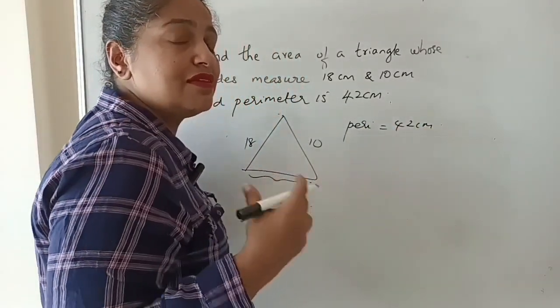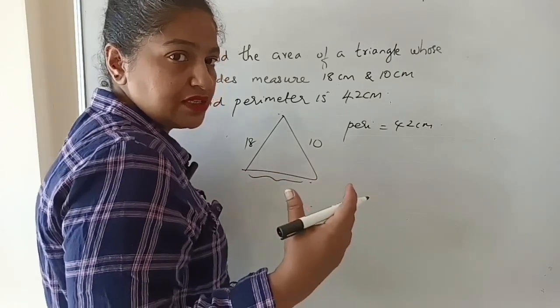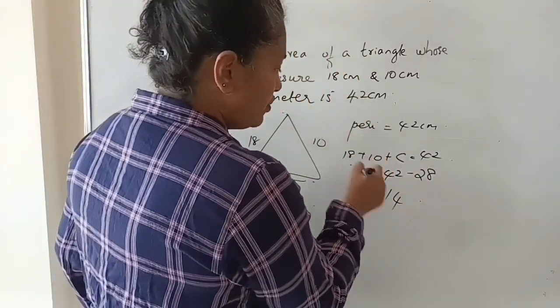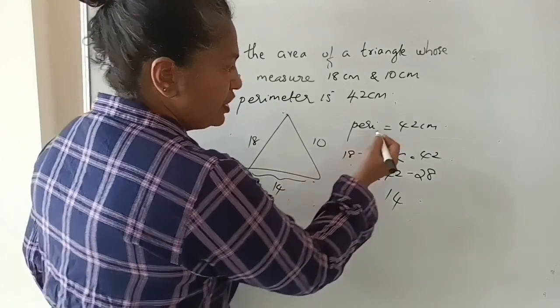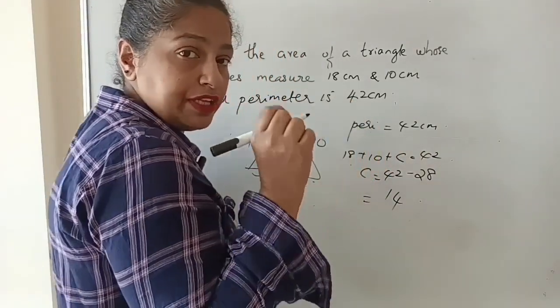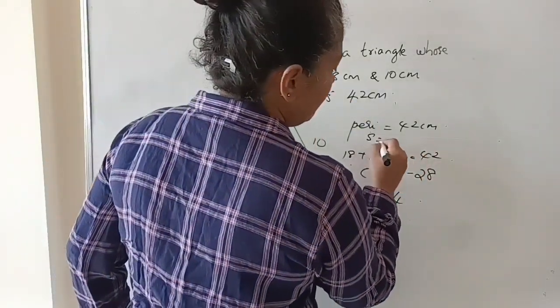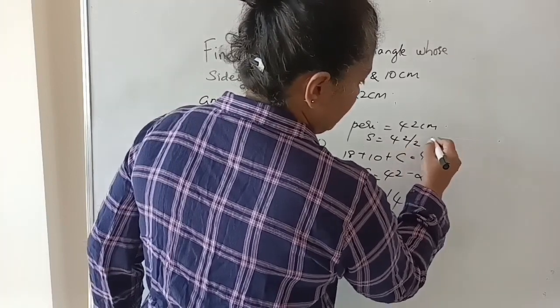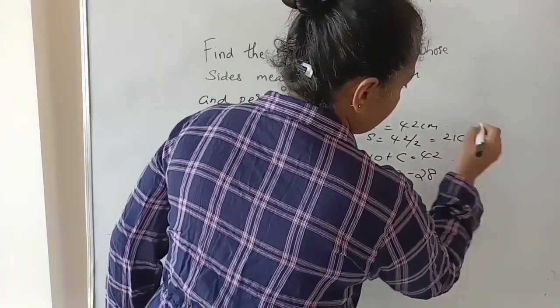Perimeter, as we know, is the sum of the measures of the sides. So now we know the measure of all the 3 sides. We know the value of perimeter, so we can find the value of S. The value of S is given as 42 by 2, the semi-perimeter, which is equal to 21 centimeters.